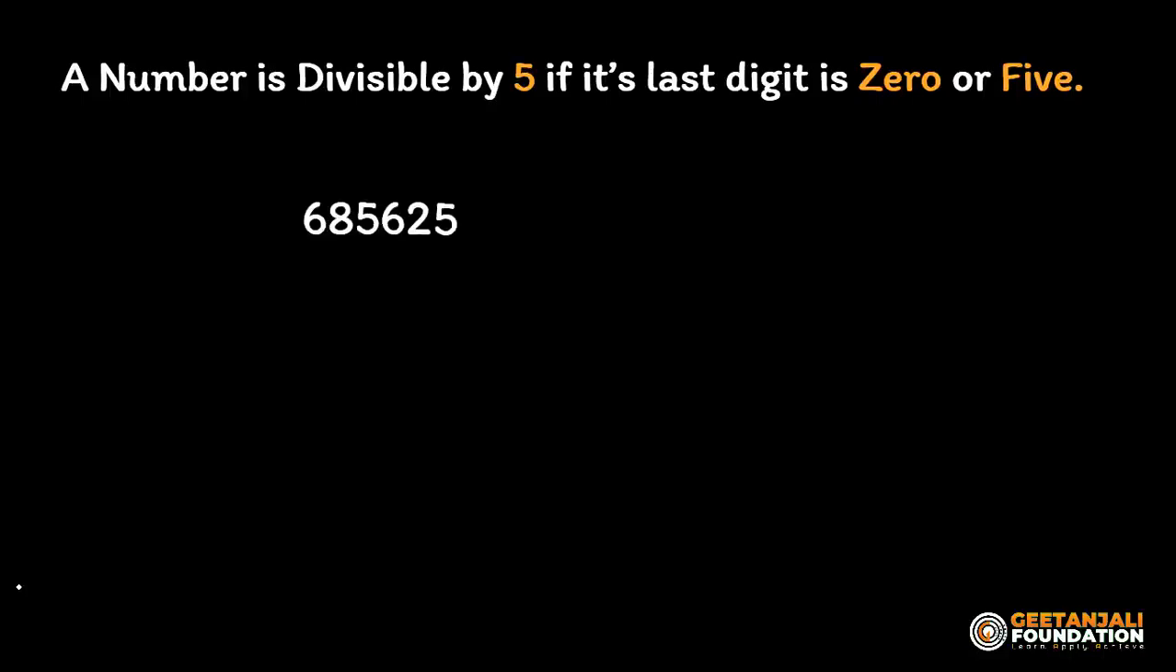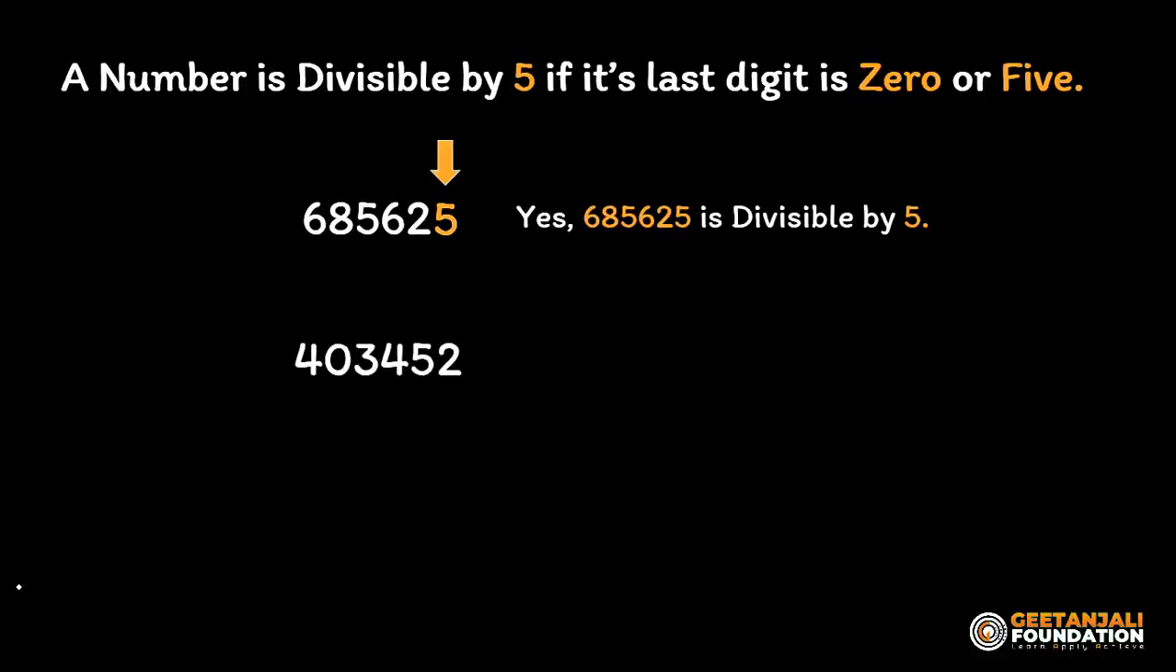For example, 685625 is our number and we have to test its divisibility by 5. The units place digit is 5, so the given number is going to be divisible by 5. Let's take one more example. The number is 403452. We will check its units place digit. It is 2 and it's not 0 or 5. Therefore, the given number is not divisible by 5.